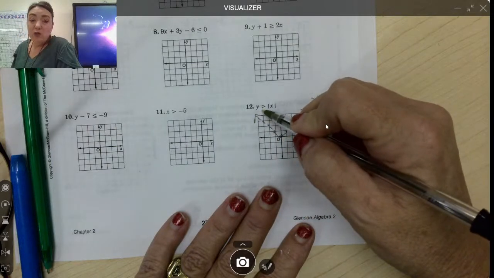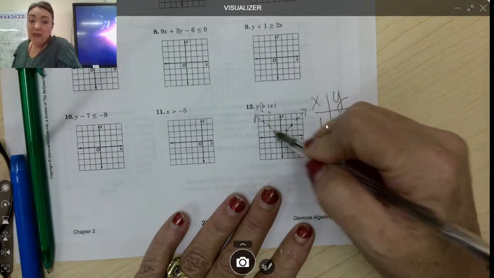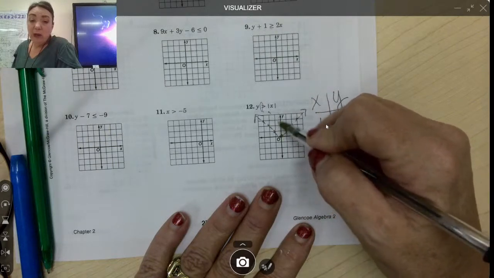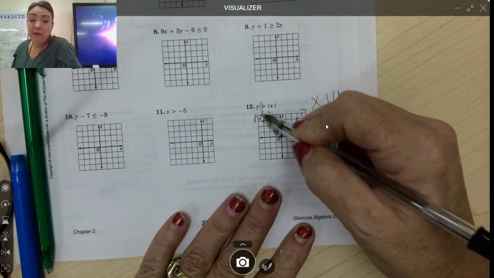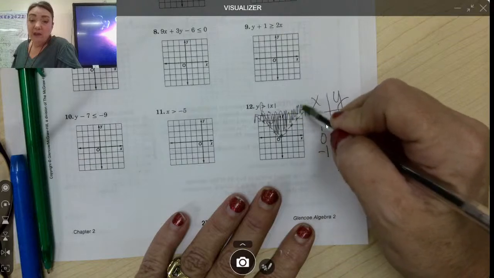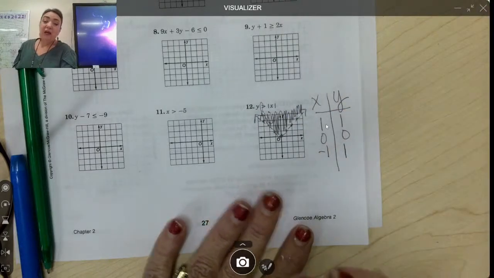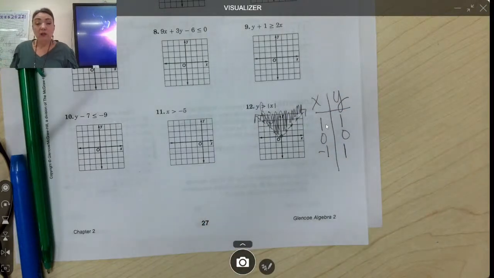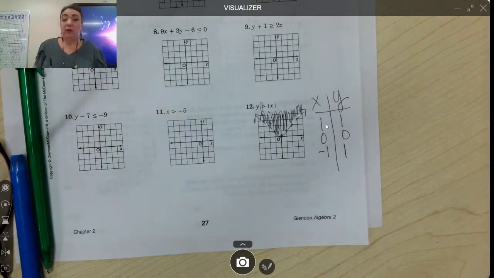And now we look at the shading. This says that y is greater than my graph. So I'm going to go to my y-intercept. Greater than my graph is going to be above it, and I shade above it like this. So it works exactly like graphing a regular linear equation, exactly like graphing a regular absolute value equation.